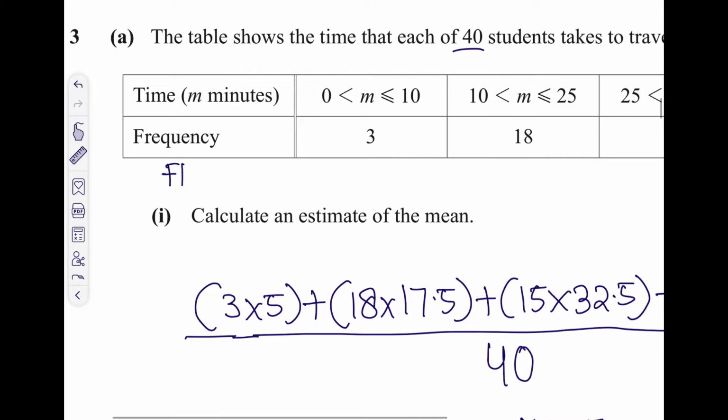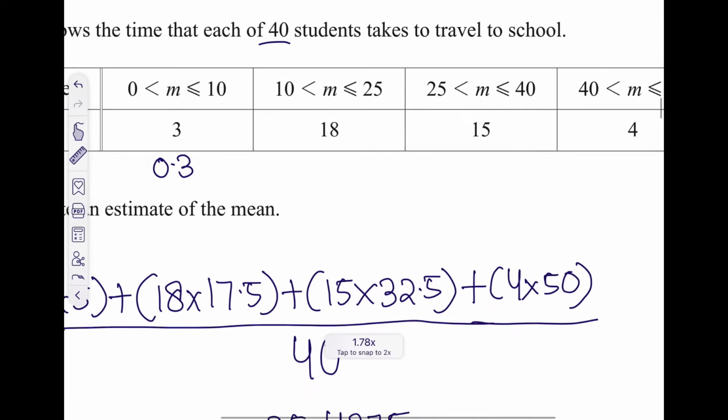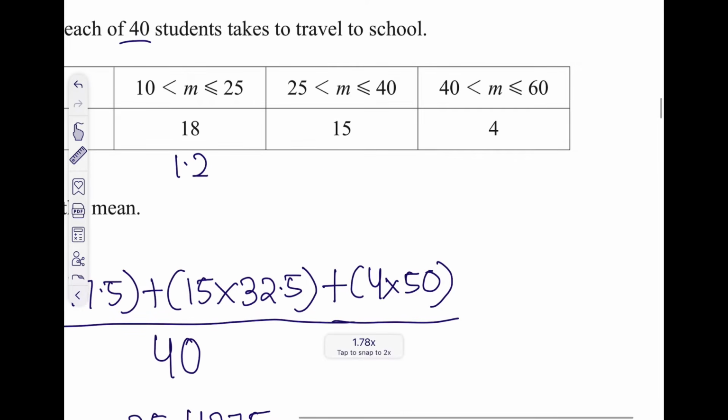Alright, I'm going to show you how to calculate it. Imagine the frequency here is 3, and the class width is the difference between the lowest and the highest. That is 3 divided by 10, because 10 minus 0 is 10. So frequency density is 0.3 here. For 18, the frequency, divided by 25 minus 10, which is 15, that's going to be 1.2. Now 15 over 15, because 40 minus 25 is 15, gives you 1. And 4 over 60 minus 40, that is 20, gives you 0.2.